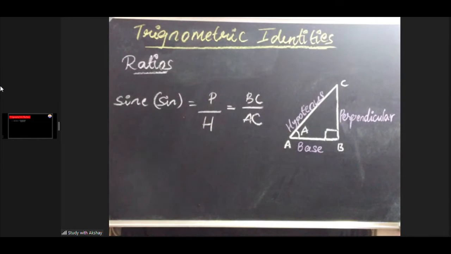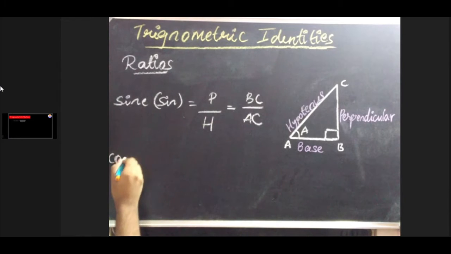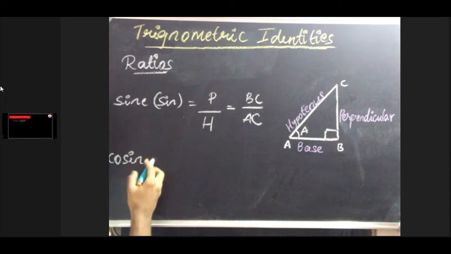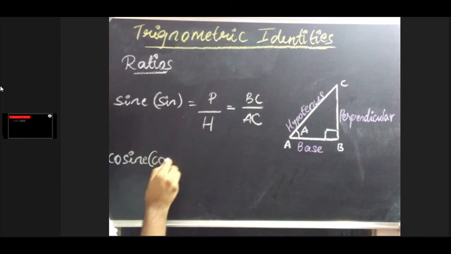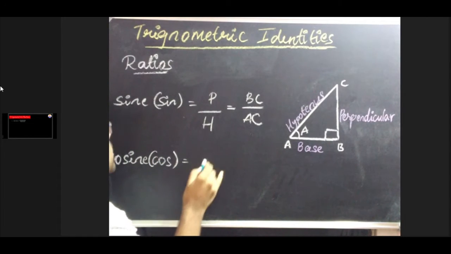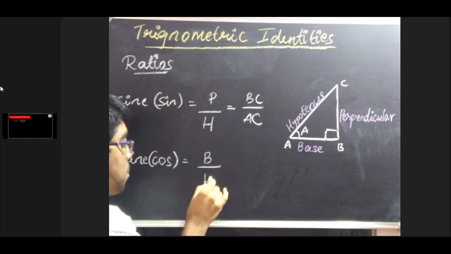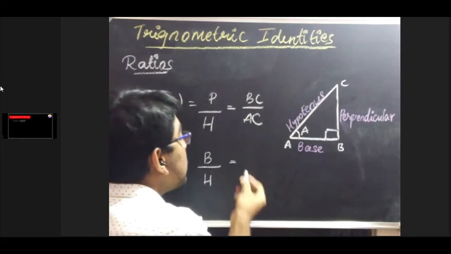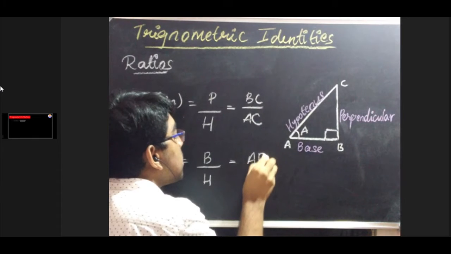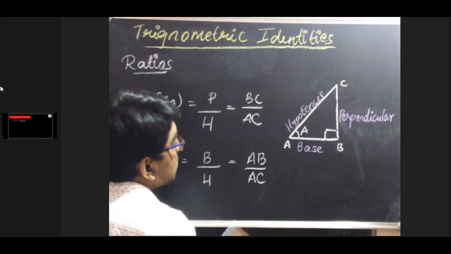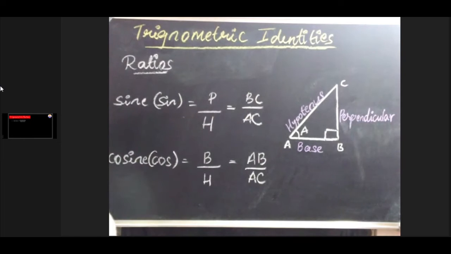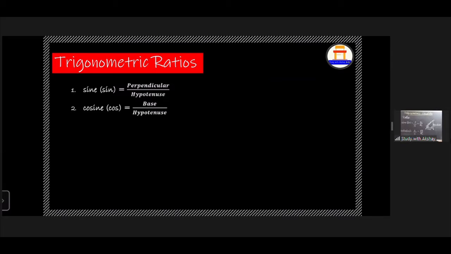Next ratio is cosine. It is represented as cos. It is given by base divided by hypotenuse. So the other way around, AB divided by AC is known as cosine. Is that the same in our shared window also? Let's check it out. Base divided by hypotenuse. Yeah.